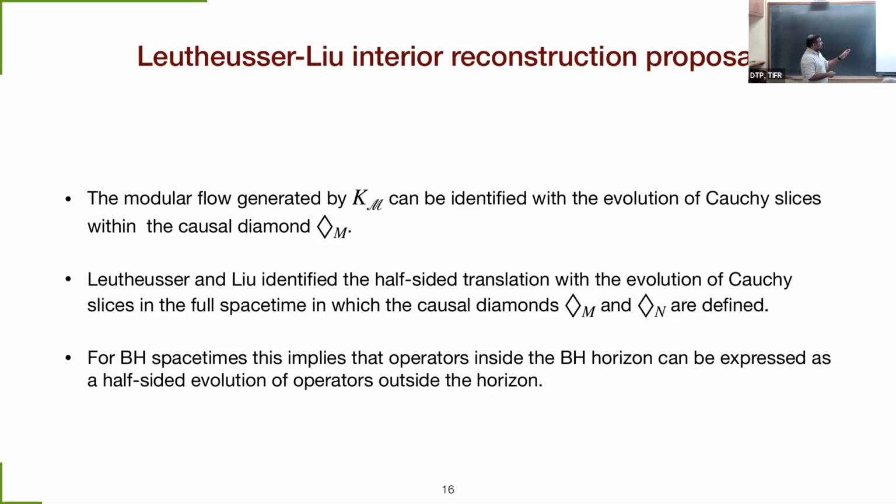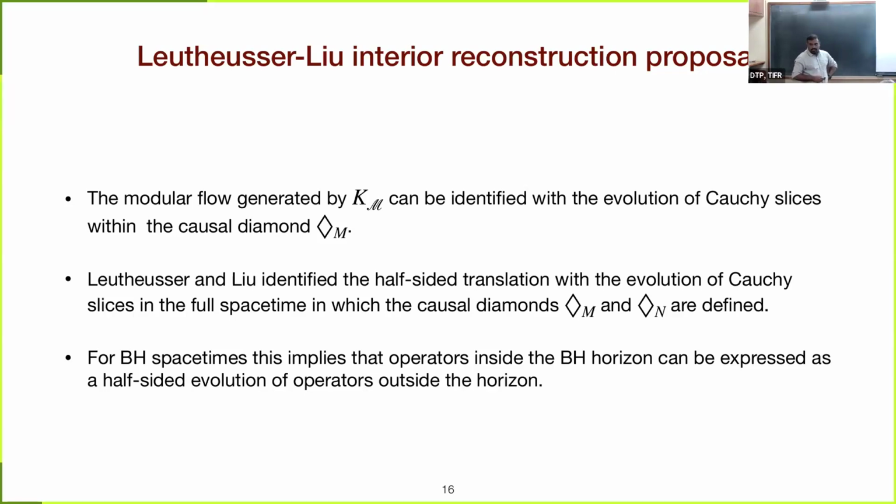And the claim is that for black hole spacetime, this implies that operators inside the black hole horizon can be expressed as half-sided evolution of operators outside the horizon. That's the statement. This is the proposal. Half-sided evolution means the same as half-sided translation, yeah.